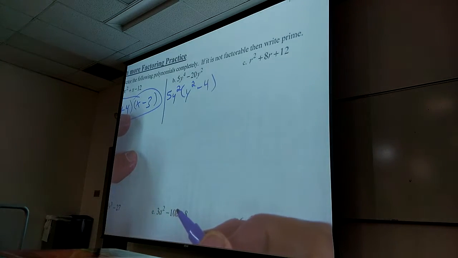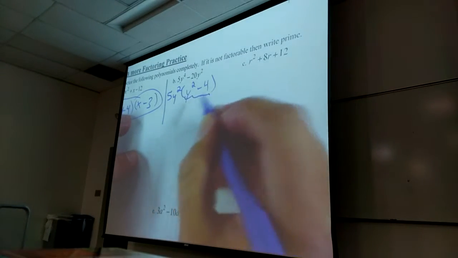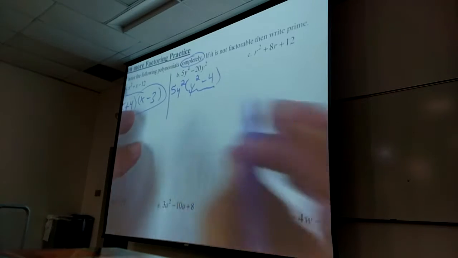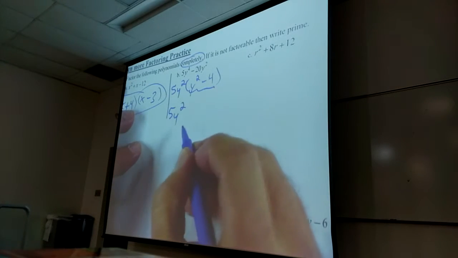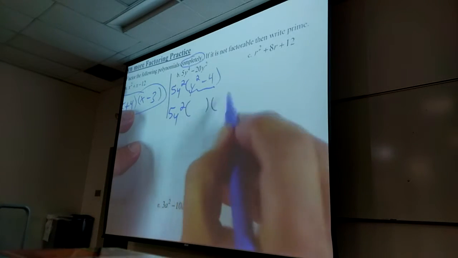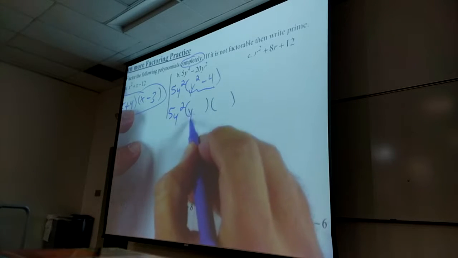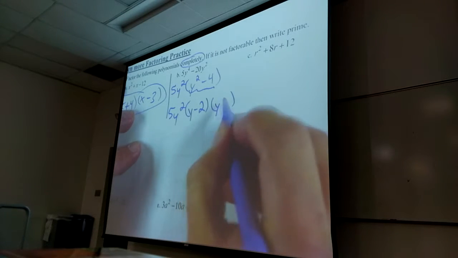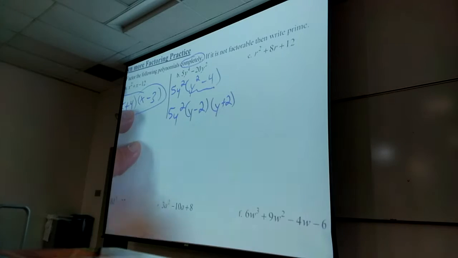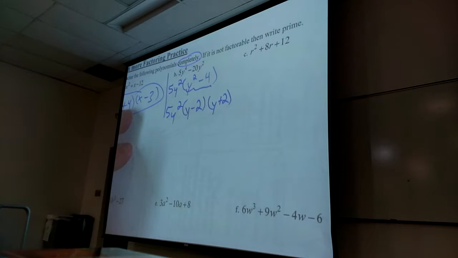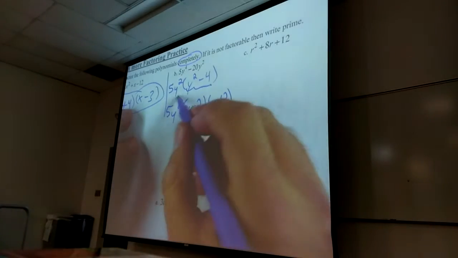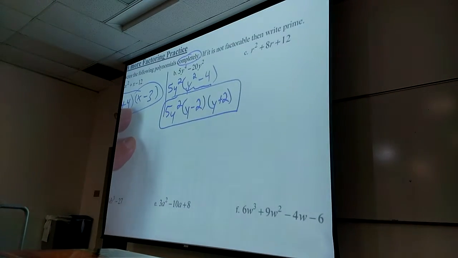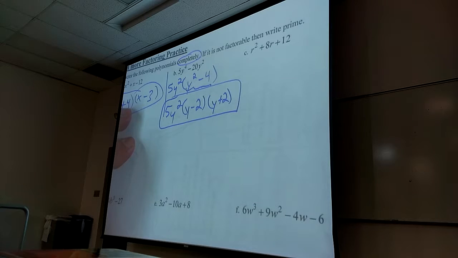And of course, yeah, this still can go. That's what completely means. So the 5y squared comes for the ride. And y squared minus 4 is? Or y plus 2, y minus 2, doesn't matter. Cool. So far, so good?